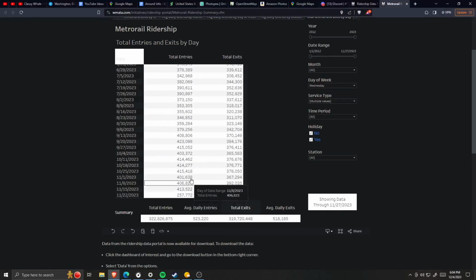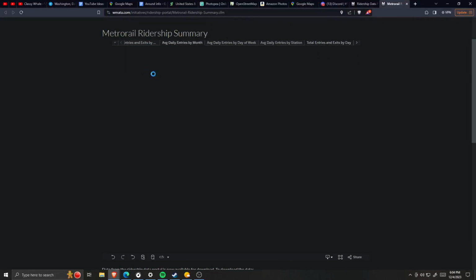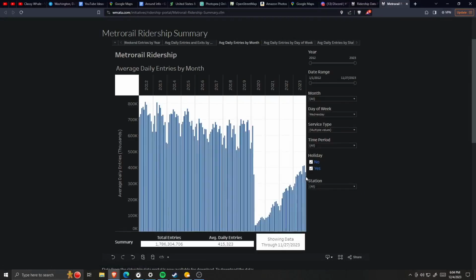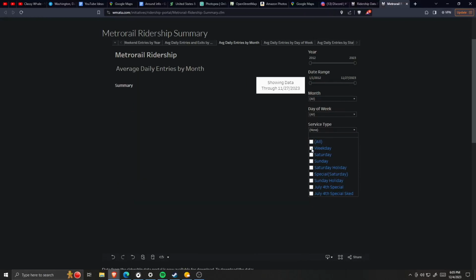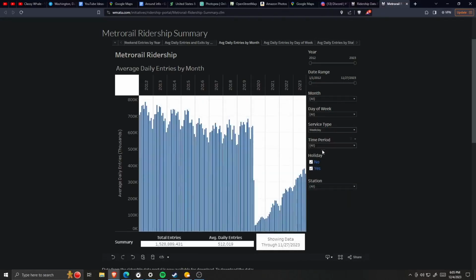We've had a lot of 400Ks, which is decent. We're about 57% of pre-COVID levels. And the easy way to calculate that would just be to go to month and find, so November's not over yet, so we'll do October. October had average daily entries on Wednesdays, because you can calculate this for anything, but we'll do all weekdays. Here we go, deselect all, select weekday, and so average weekday 380 in October 2023.